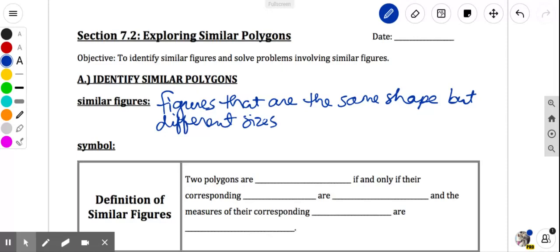There is a symbol for similarity. It's just this, which is kind of like, if you think about the congruent symbol, it's just the top of a congruent symbol. So that means is similar to.